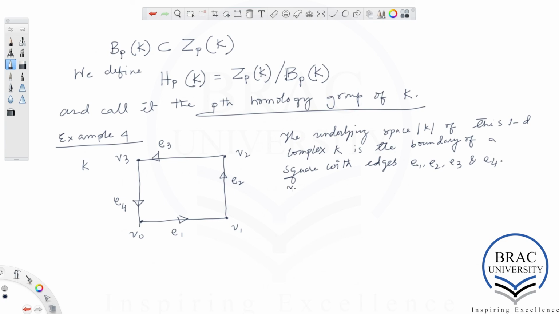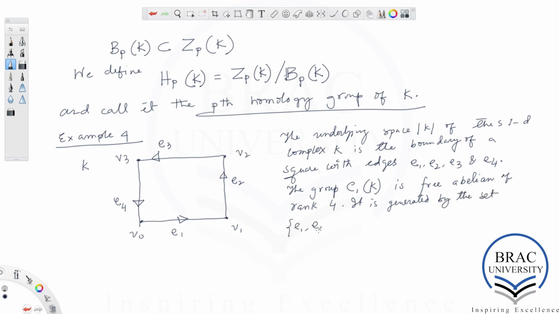Now the group C1 of K, the group of one chains on the complex K, is free abelian of rank 4. It is generated by the set of edges, E1, E2, E3, E4. Or if you want to say that it's generated by the elementary one chains corresponding to oriented one simplices given by E1, E2, E3, and E4. So it's better to call it this way.